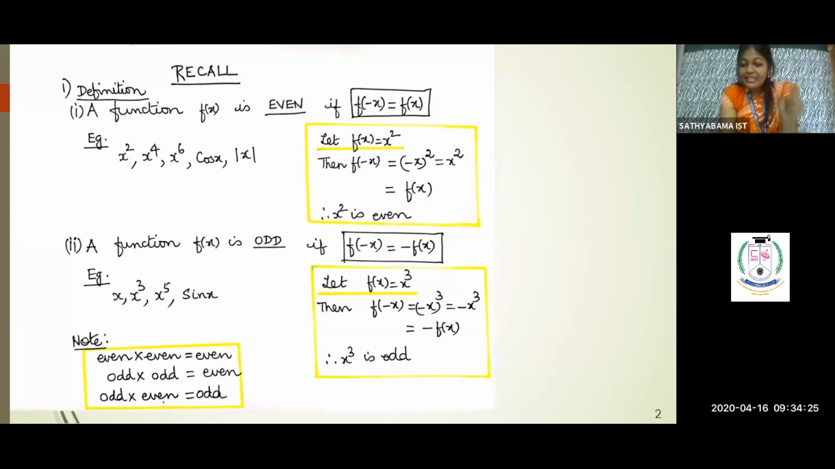Since f of minus x is the same as minus f of x, what can you call x cube? An odd function. So remember, any odd power of x is an odd function, and any even power of x is an even function.